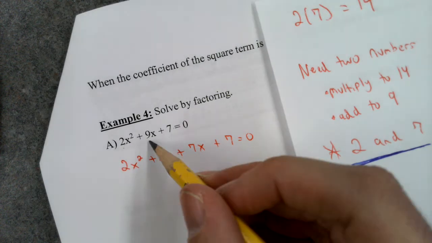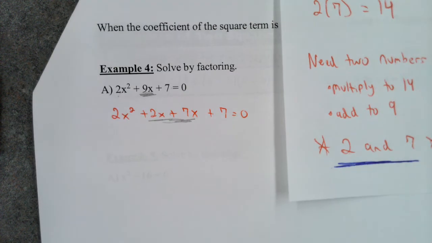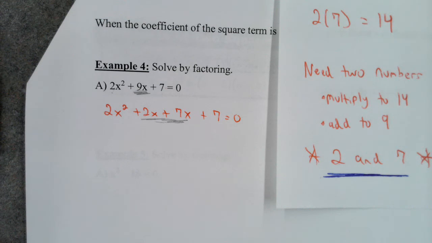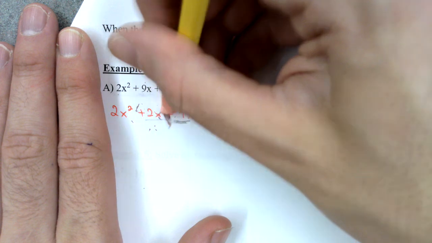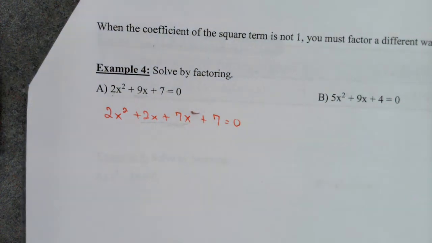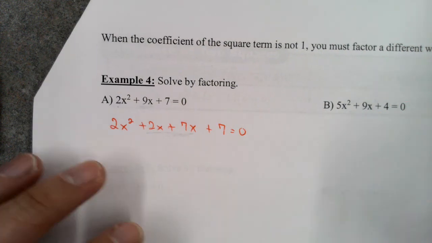Okay, so this plus 9 became these two. We're going to do a bunch of these, so it's okay if you're having trouble right now. We're going to do 4 of them. Now what you're going to do is make two groups, and you're going to do factoring by grouping.